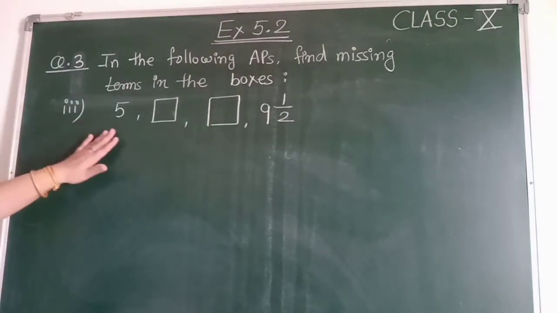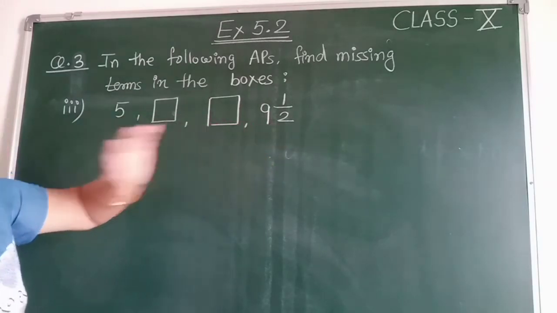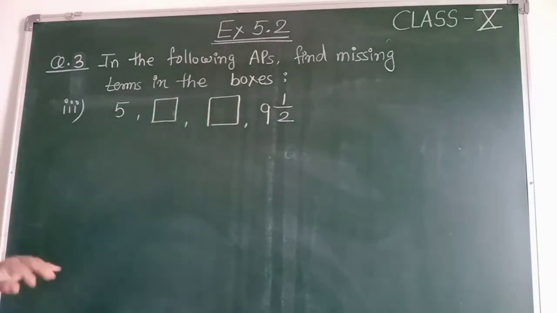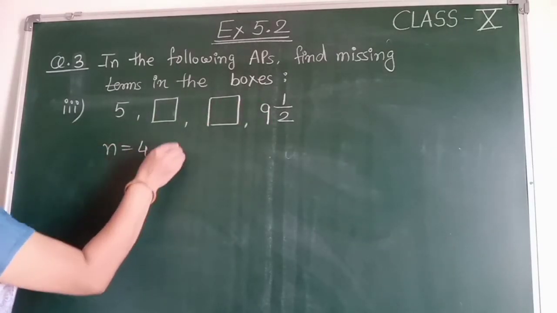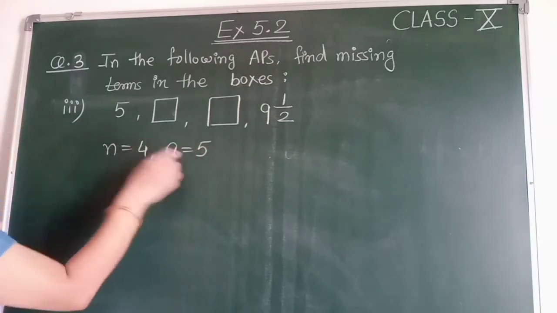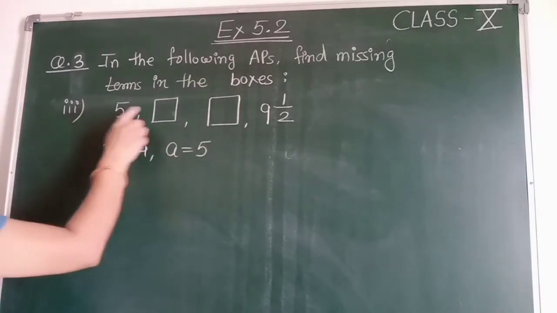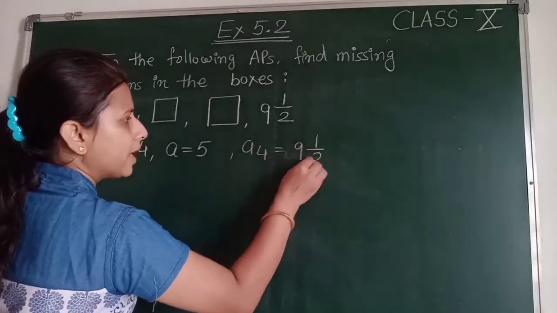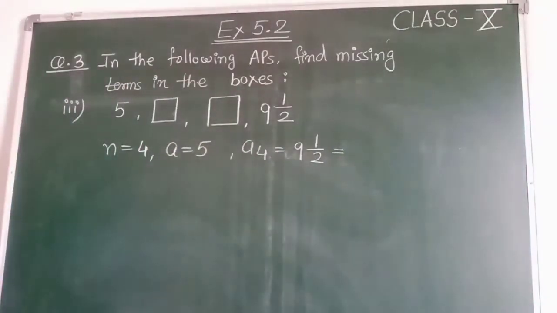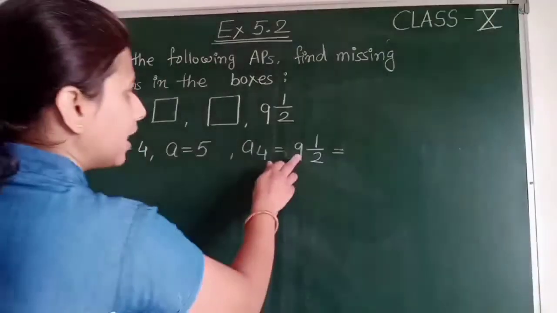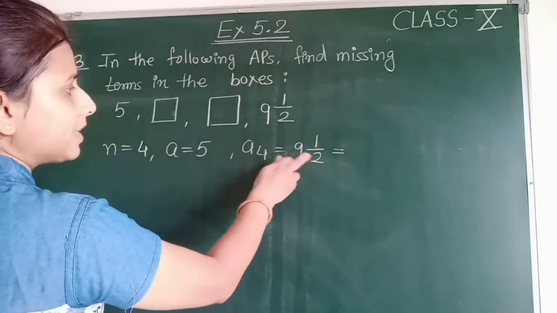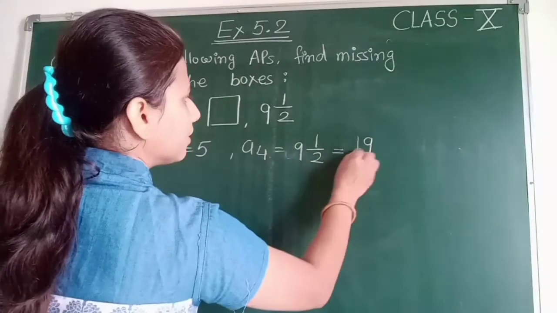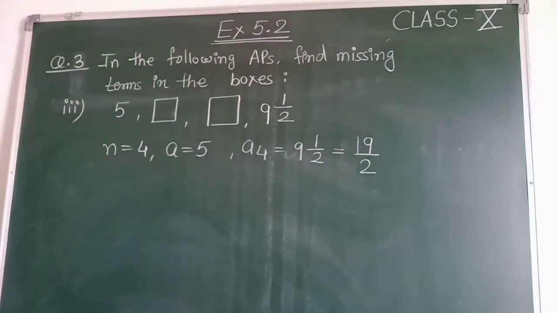Next question is 5, two blank boxes, and the last term is 9 1 by 2. Again there are 4 terms here, 1, 2, 3 and 4. So n equals 4, and the first term is given here. First term is 5, A equals 5. And the fourth term is given as 9 1 by 2, which is in the form of a mixed fraction. We will convert it into an improper fraction. How can we convert this? First we will multiply these two numbers. 9 2s are 18, and 18 plus 1, 19 by 2. This is our fourth term.